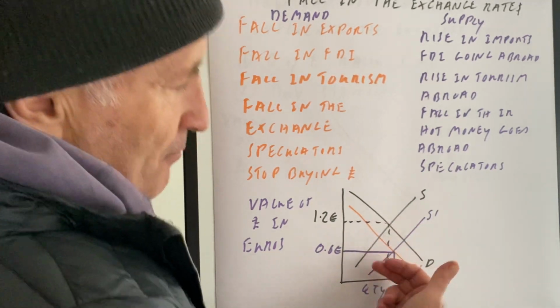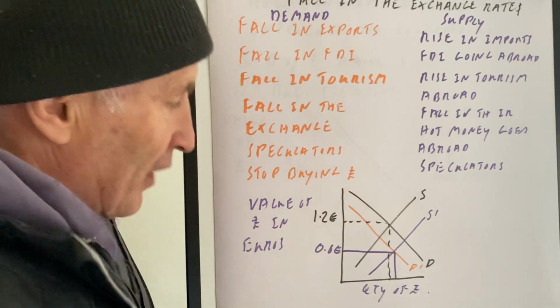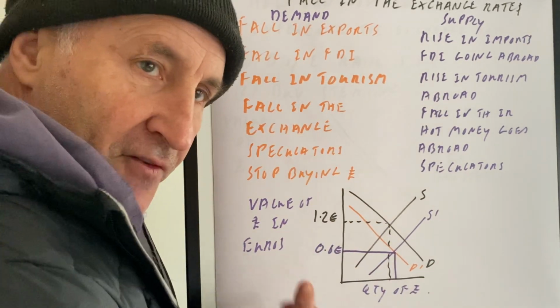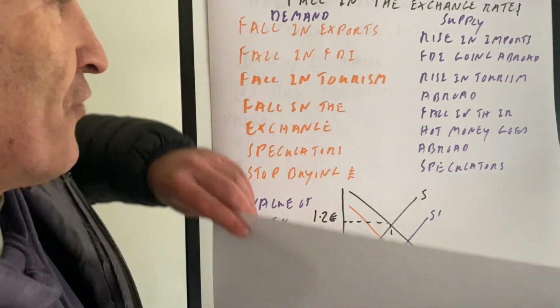So here we've got a fall in demand and a rise in supply, and we can see therefore that the exchange rate will fall. In this case, very significantly, from 1.2 euros to 0.6 euros.